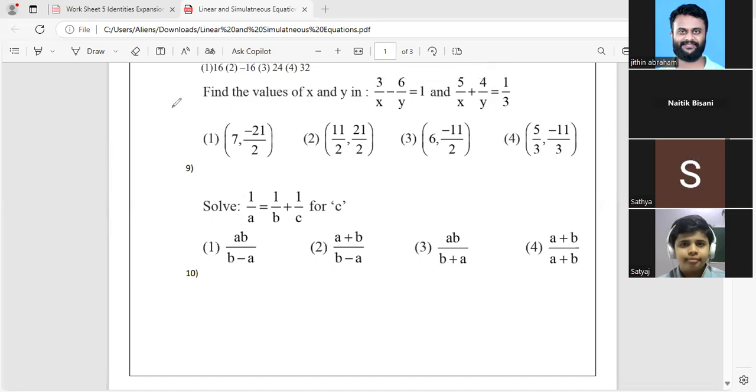So going for the ninth problem, find the values of x and y where 3 upon x minus 6 upon y is equal to 1. You have this equation. So first of all, I'll try to simplify this. I can take 3 common, or maybe I can divide by 3 throughout the equation. So when I divide the whole equation by 3, I will get 1 upon x minus 2 upon y is equal to 1 upon 3. Is the first step clear for everyone?